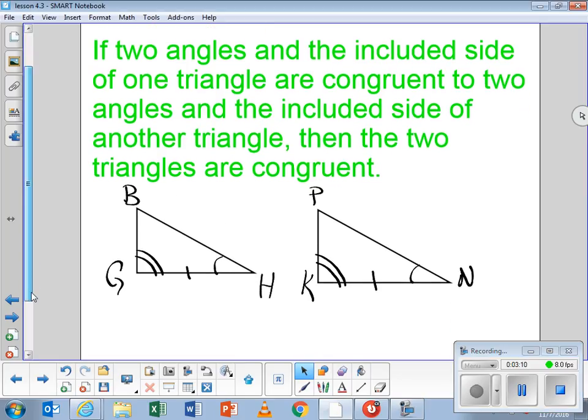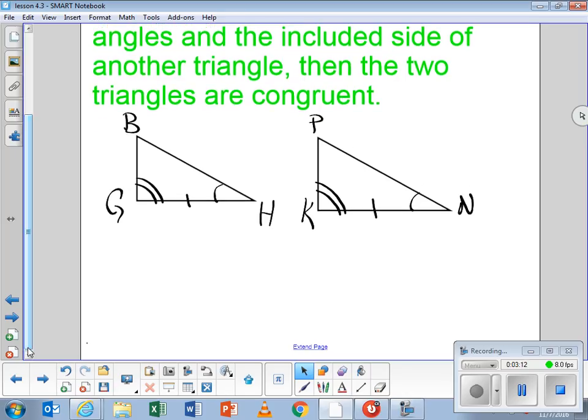So when we look at this picture right here, we have this angle right here, and then we have this side, and then we have this angle. Is that side connecting the two angles together? That's the way it has to be. It has to be the side that's connecting the two angles that you're looking at. Okay? So we have angle, side, angle, in both these triangles.